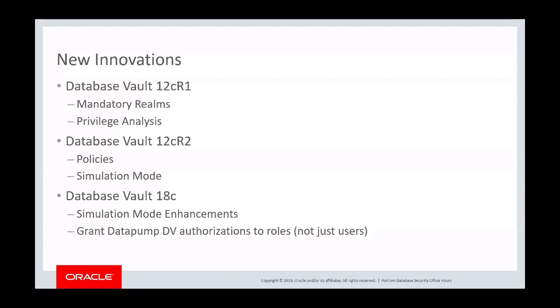Then with Database Vault 18c, not some big things, but we made some interesting enhancements to the simulation mode to make it a little bit easier to read and use. And I'm going into a little bit more detail since this is a little bit more recent. We're also able to grant the Database Vault authorizations to roles, not just users. Before 18c, you could only say, well, you're allowed to export this data, but it was only granted to a user. Now, as most enterprises need, it's granted to roles.